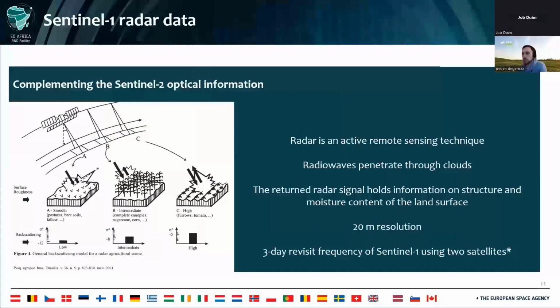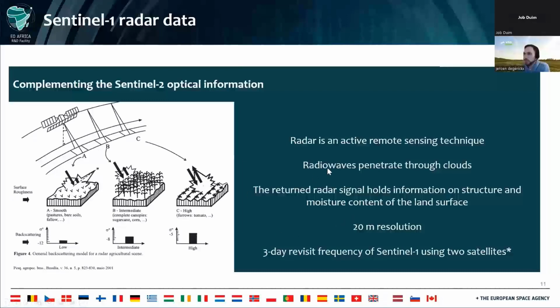When it comes to using satellite data, one other important sensor I want to highlight here is Sentinel-1. Sentinel-1 delivers radar data, so it's quite different from the Sentinel-2 sensor. So radar is mainly an active remote sensing technique, so that means that the sensor emits radiation and captures that radiation, which is reflected by the Earth's surface.